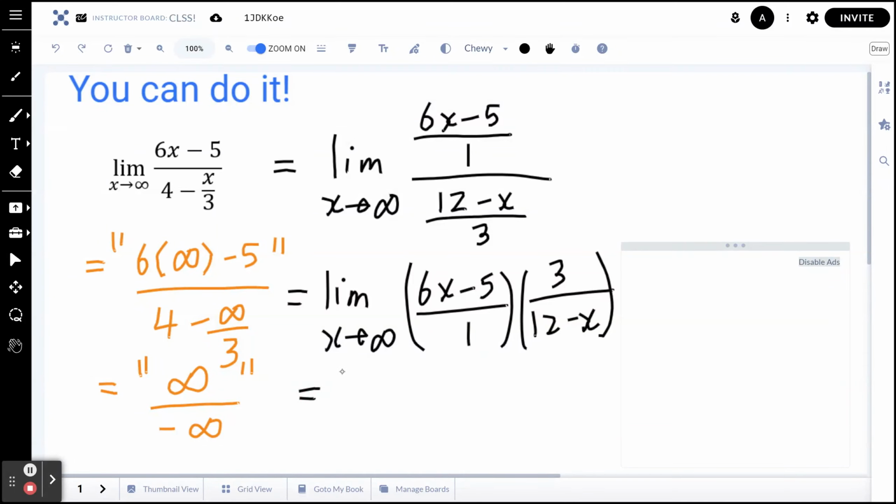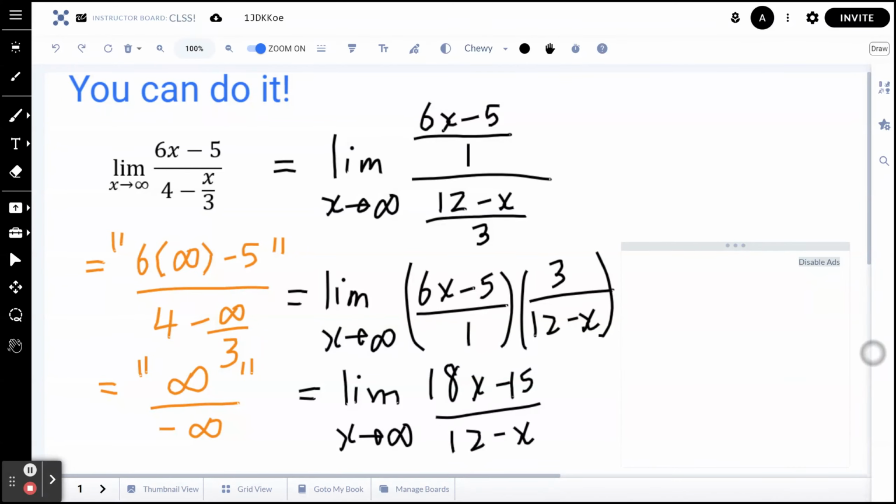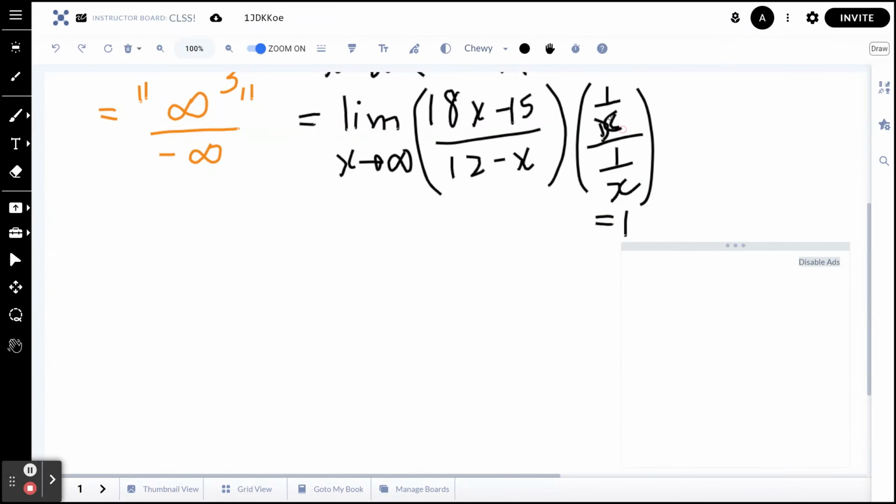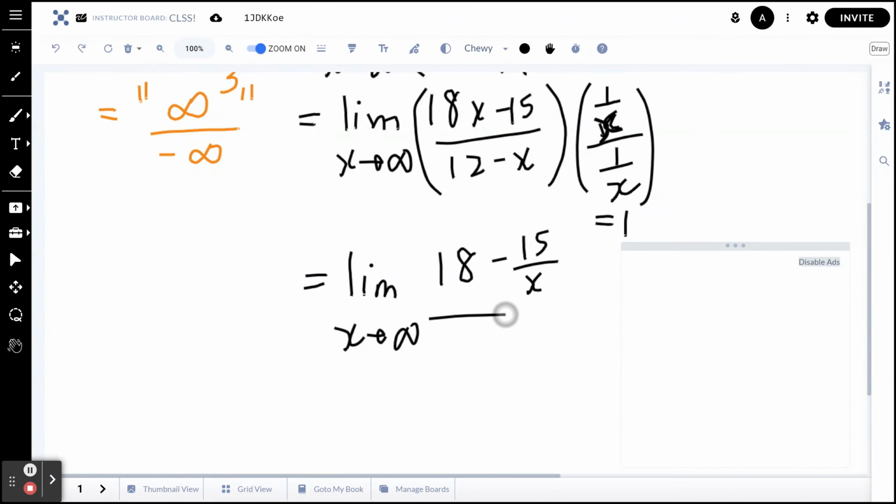So now you can combine them, and this is the limit as x is approaching infinity. I can expand this and make this (18x minus 15) divided by (12 minus x). And of course, now you can multiply the top and the bottom by 1 divided by x. What you're really doing is multiplying by 1, so you're not changing the value, but you are changing the form. So this equals the limit as x is approaching infinity of (18 minus 15 divided by x) all over (12 divided by x minus 1).